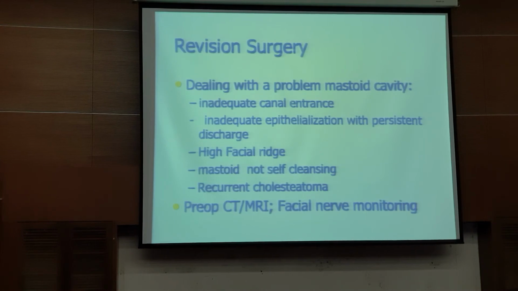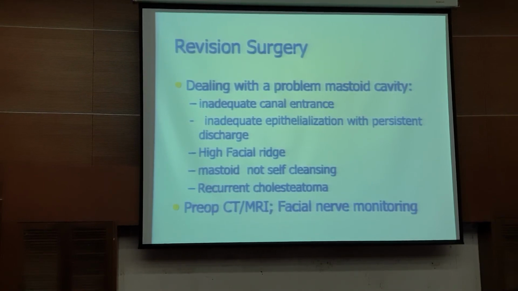And why do you have to do a revision surgery? Because of either a high facial ridge, or there is hidden cholesteatoma over the hidden areas. Either the patient doesn't have good eustachian tube function, or there's contamination from the external ear canal, or the patient has untreatable allergic rhinitis. Okay, you need to address all these factors. So you need to have a pre-operative CT scan or MRI. I prefer CT scan. If there is a suspected complication, I prefer to have CT and MRI. Patient monitoring, and need to have a proper consent.